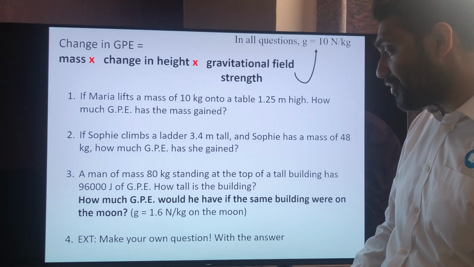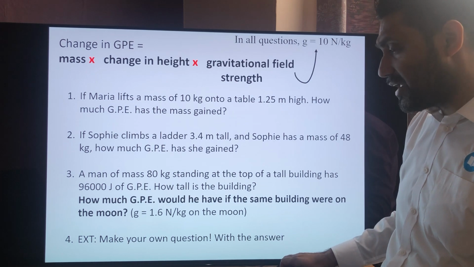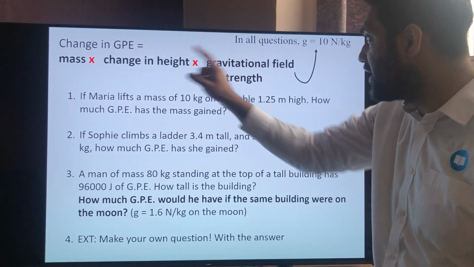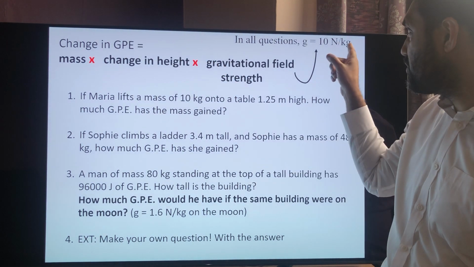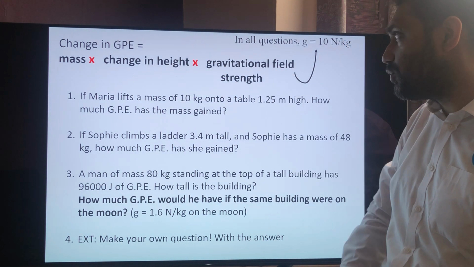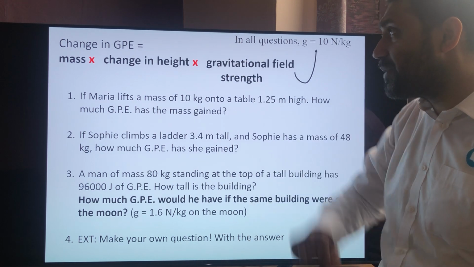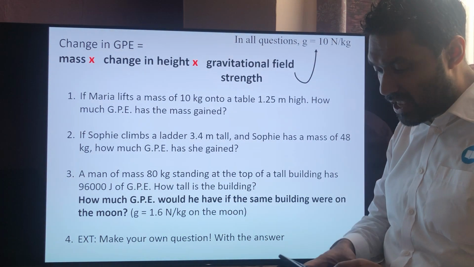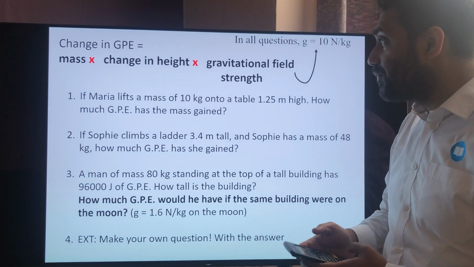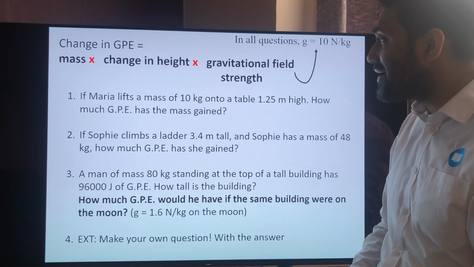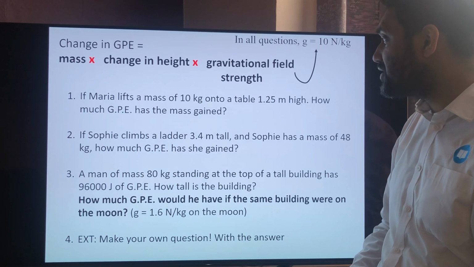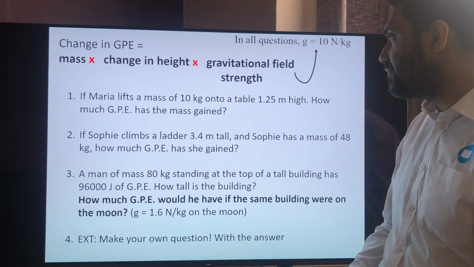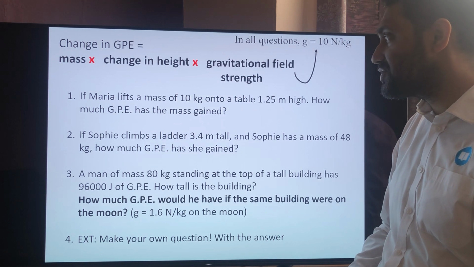Okay, if you've had a go at those, let's see if we got them right. I've just swapped the g and the h around so that you can see that the g is going to be 10 for all of these questions. GPE equals mgh. So if Maria lifts a mass of 10 kilograms on a table 1.25 meters high, how much GPE has the mass gained?